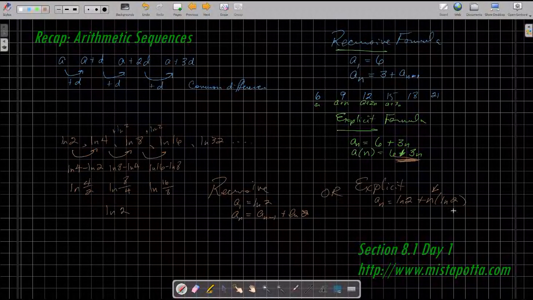And if I have a coefficient in front of a logarithm, it really becomes the exponent of the argument of that logarithm. And so what I actually end up with is the natural log of 2 to the n plus 1 power.